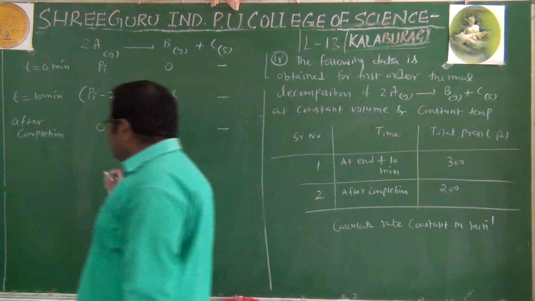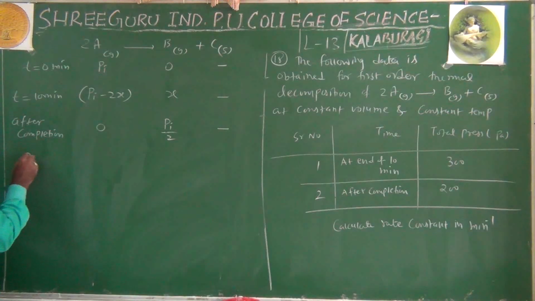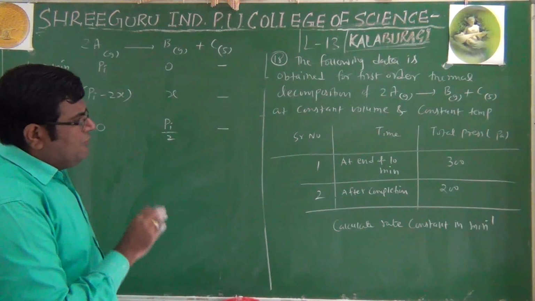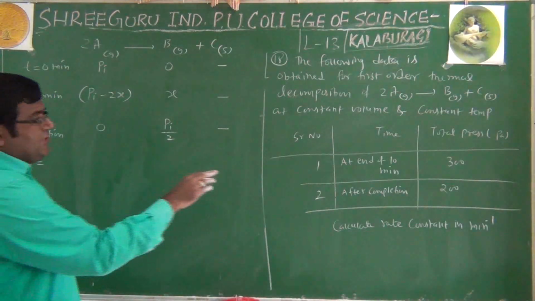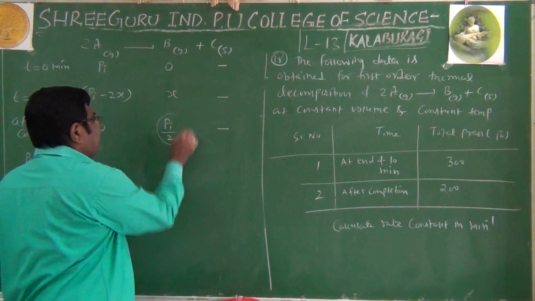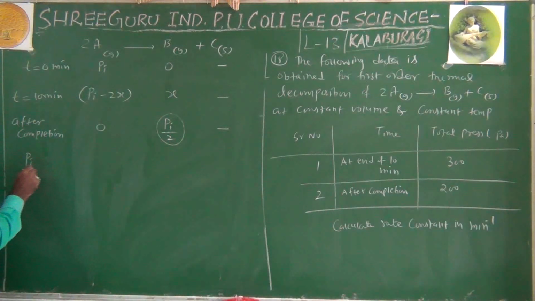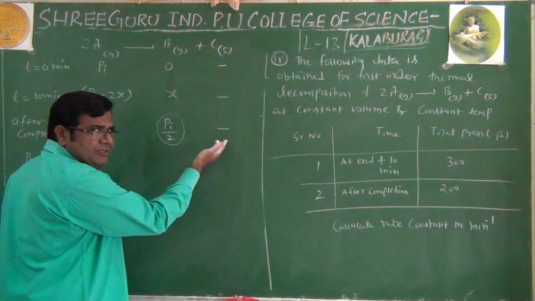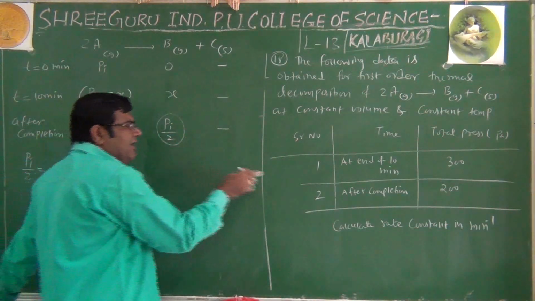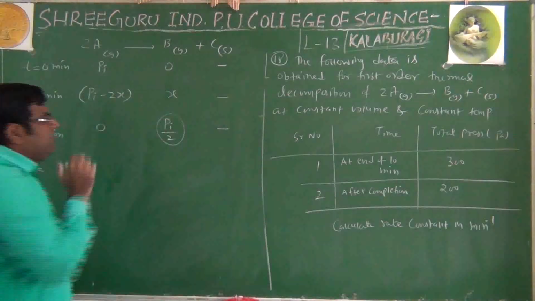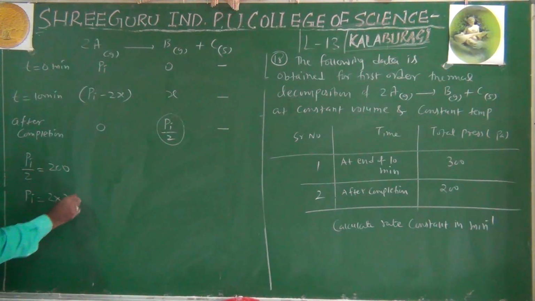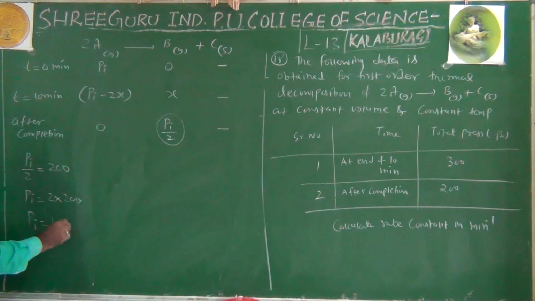Now, is the PI value given? How much is PI? PI is nothing but the initial pressure. No, the PI value is not given. But after completion, this value they have given. So we can say PI by 2, because after completion there is no contribution of A and no contribution of C. Whatever pressure is created after completion is only because of B, and that is PI by 2 equal to 200, and that's why PI is equal to 2 into 200, which is 400.